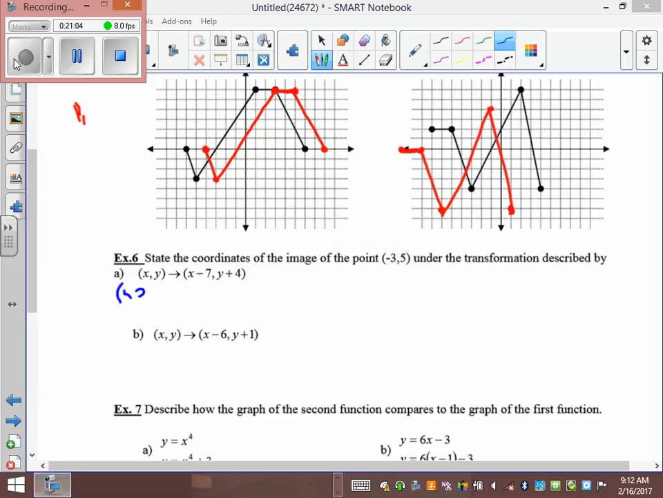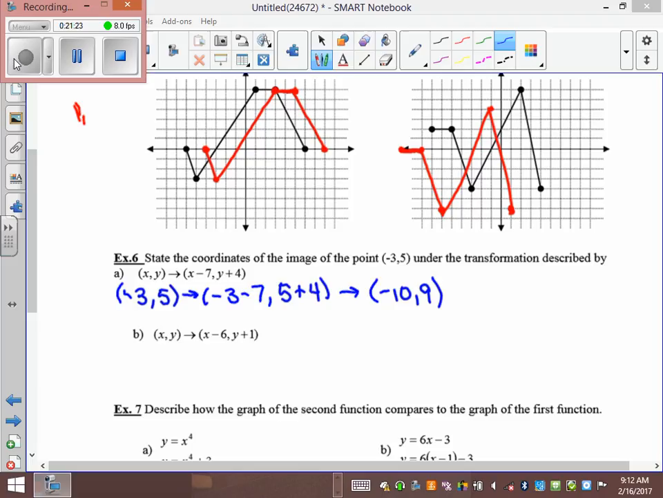Back. -3, 5. -3 minus 7, 5 plus 4 is going to get you -10 and 9. So literally we're just filling in, right? We moved 7 to the left and 4 up.